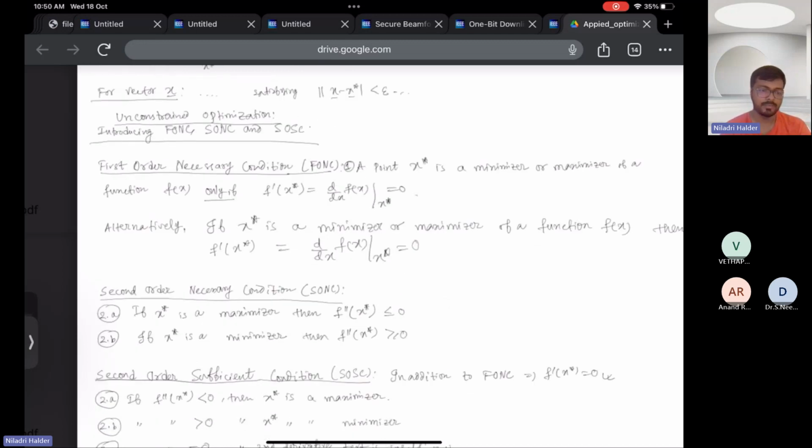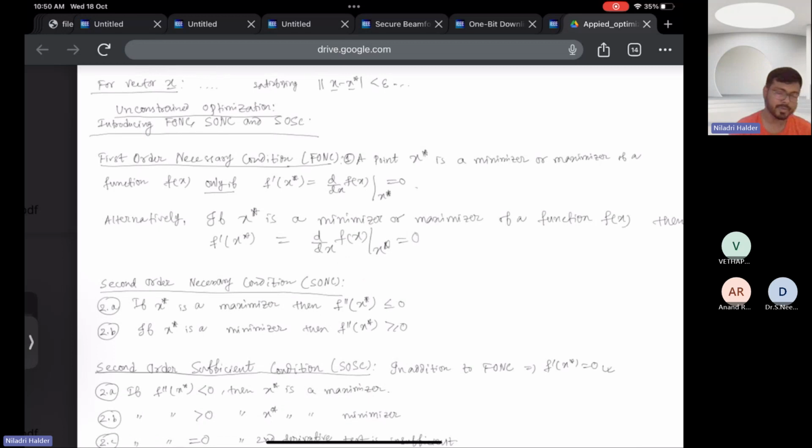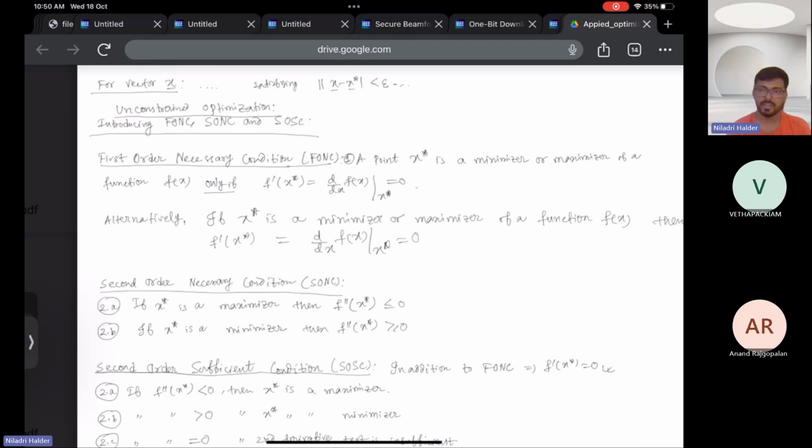There are two types of optimization problems: one is the unconstrained optimization problem, and the other is the constrained optimization problem. For the unconstrained optimization problem, there will not be any constraint set, and for the constrained optimization problem, there will be some constraint set. For the unconstrained optimization problem, we have FONC, the first order necessary condition, the second order necessary condition, and the second order sufficient conditions.